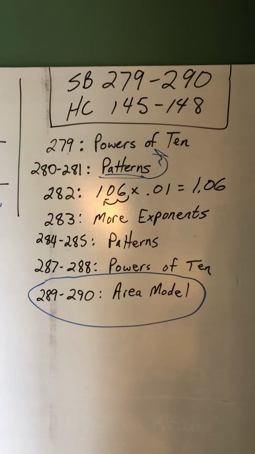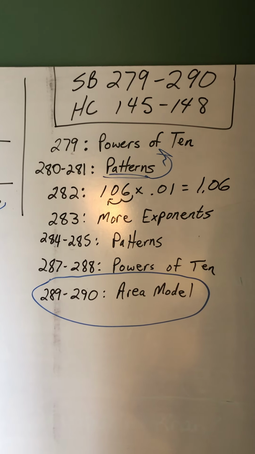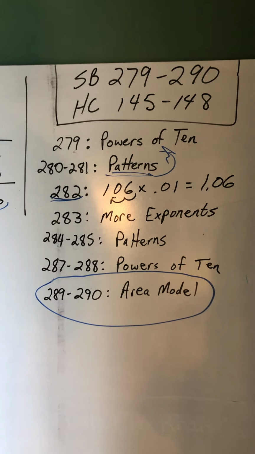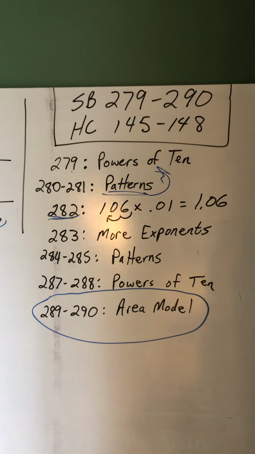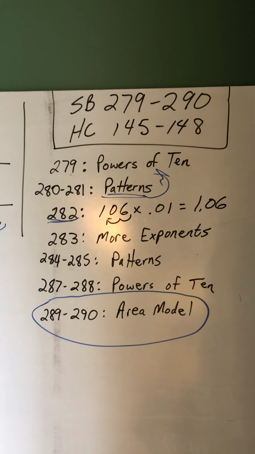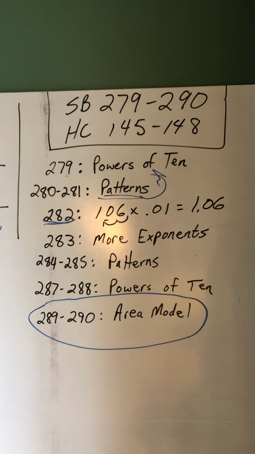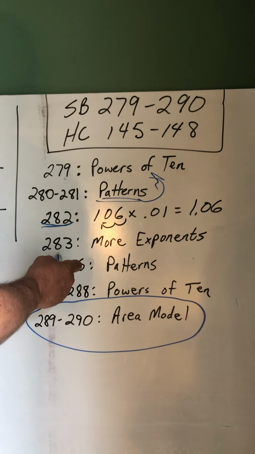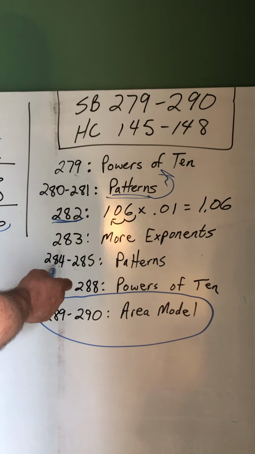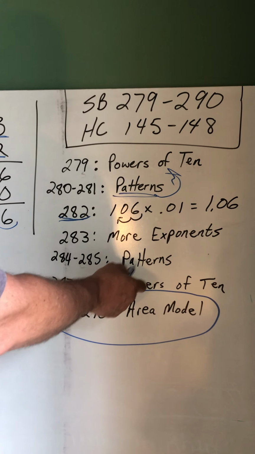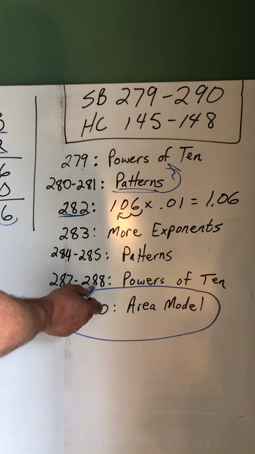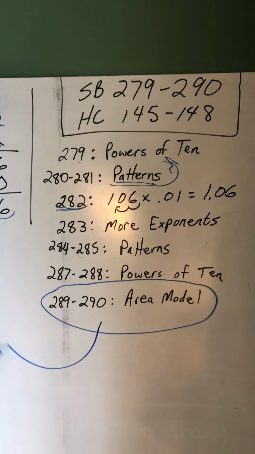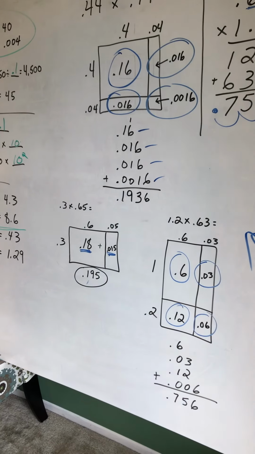And if you went to 282 first, let's just say you wanted to, because there's a bunch of problems like this, that would be a great page maybe to start with, and do that thing where I said try the first whole section by yourself, and then pull out a calculator and see how you did on it. That might be a good way of doing that. 283 is more exponents. 284, 285 are some more patterns. 287 and 288 are more powers of 10. And then the last 2 pages are what we did right here, the area models.